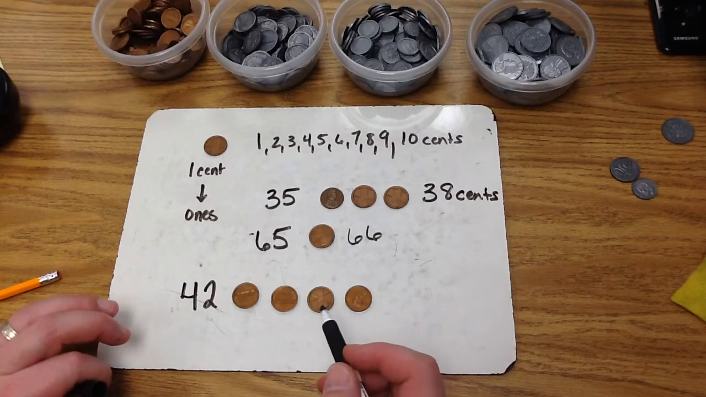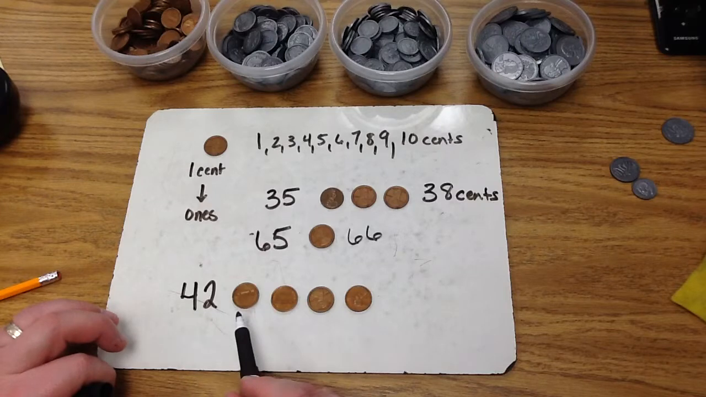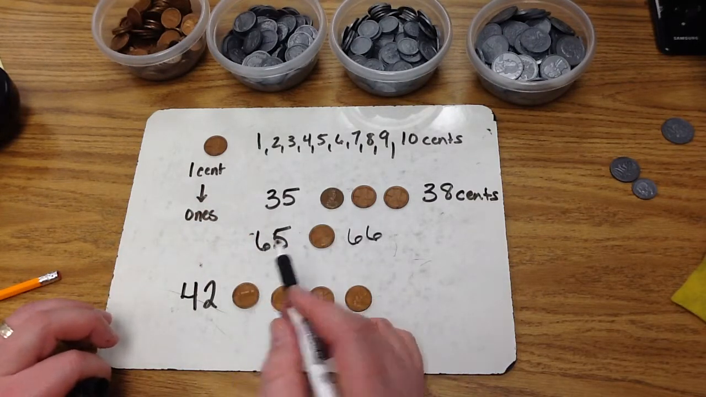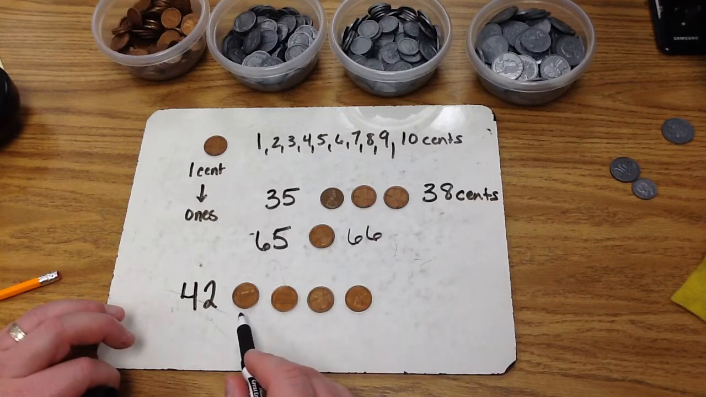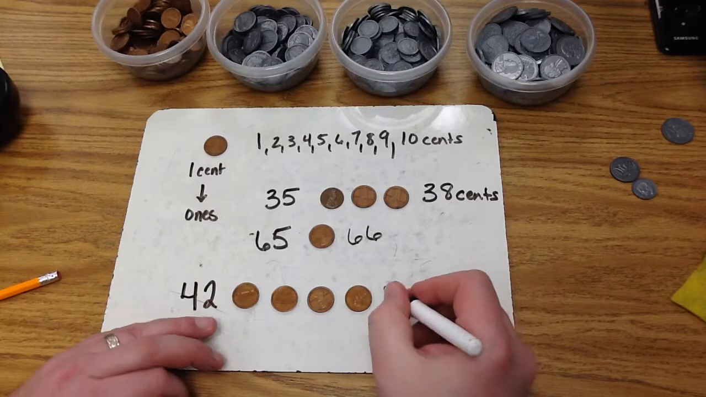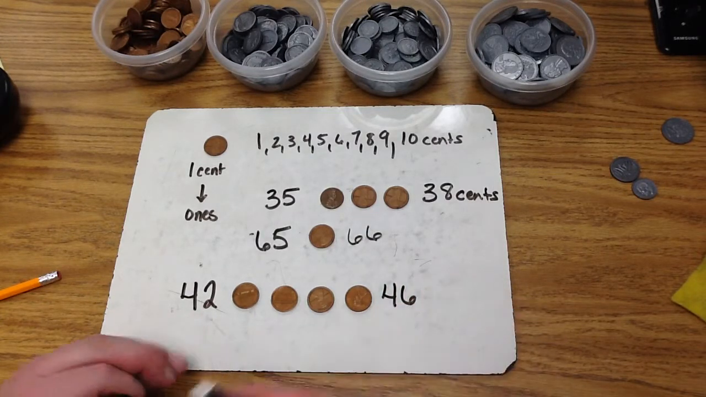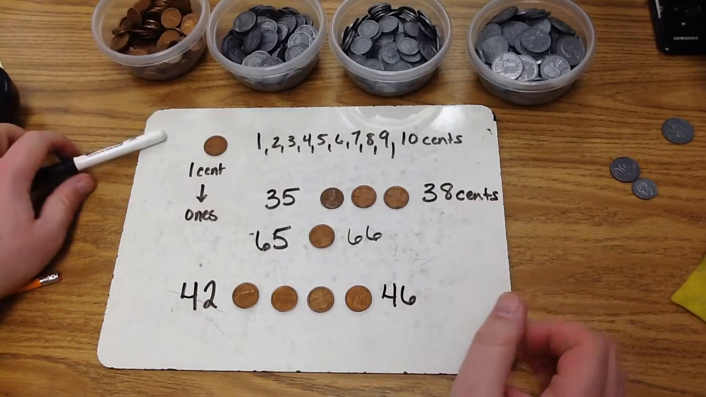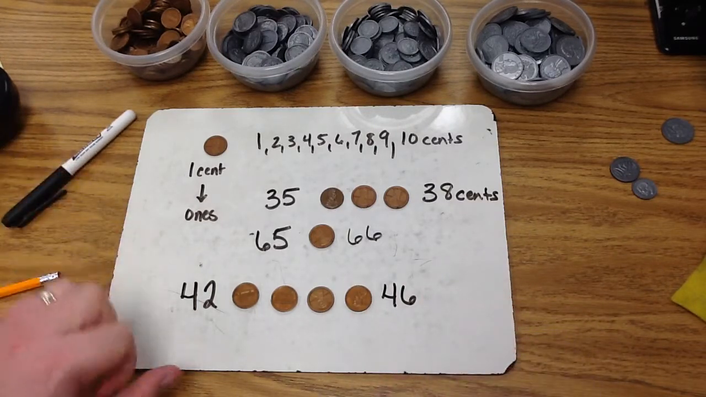Okay, hopefully you started at 42 and realized that 1 penny is worth 1 cent, which means that I count by ones. 43, 44, 45, 46. I now have 46 cents. Awesome. Great job. Do a celebration if you got that right. Go ahead and do the roller coaster.